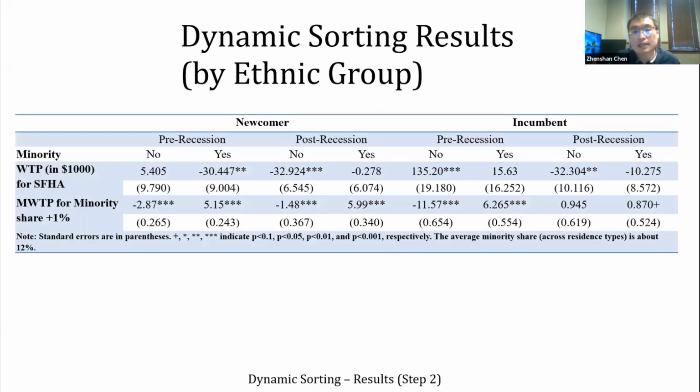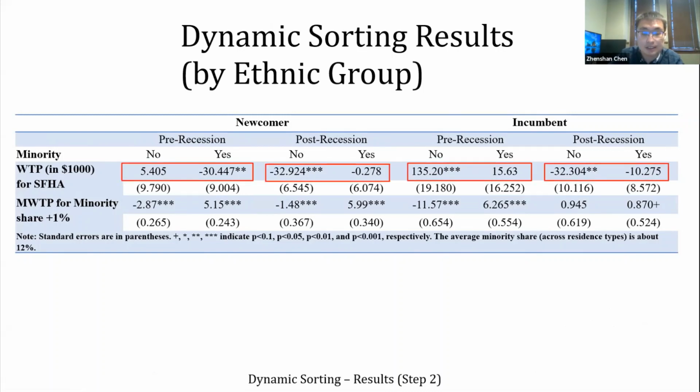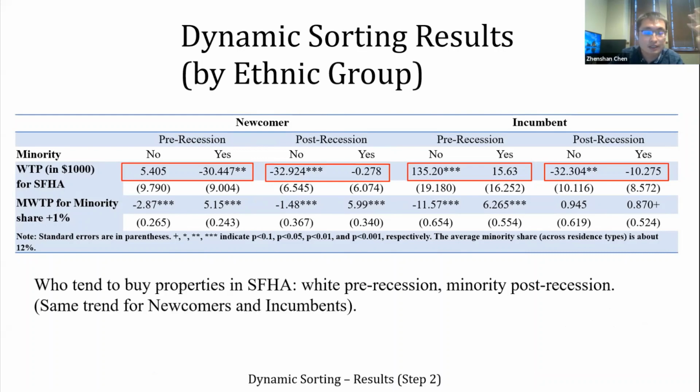Okay, the second set of results are the marginal prices for the flood zones and for a 1% increase in the minority share. Since we investigate the marginal willingness to pay for the minority share, we break down the sample by ethnic groups. That's basically non-minority and minority.